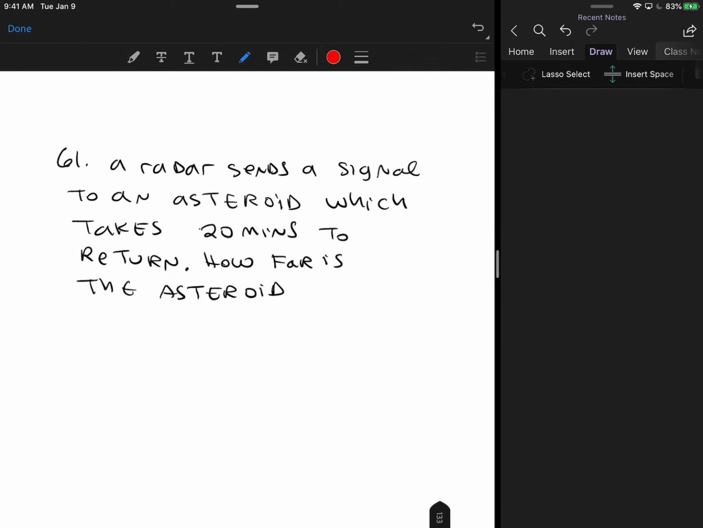Now try this one. A radar sends a signal to an asteroid, and it takes 20 minutes for the signal to return. How far is the asteroid from the radar? So go ahead and pause, try to solve this, and when you're finished, double check your answer.